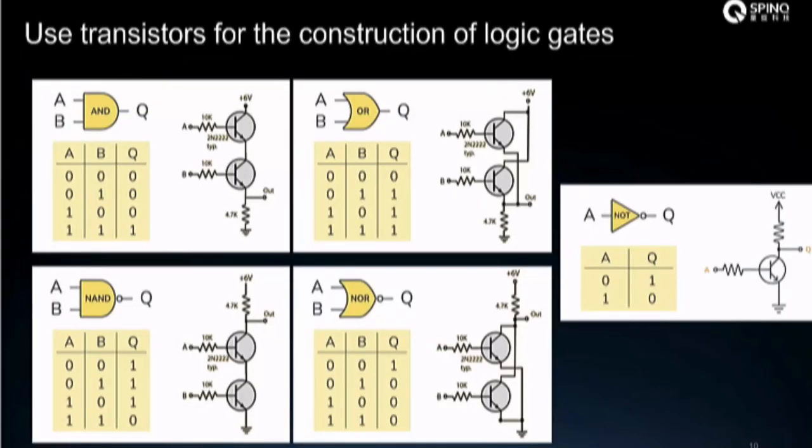So what's the relationship between the underlying transistors and the logic gates? Here is an example, the AND gate. In the circuit diagram, we can see if both A and B are at high voltage, then the output is connected to the 6 volt power supply, and the output is at high voltage. Otherwise, the output is not connected to the power supply, and the output is at low voltage.